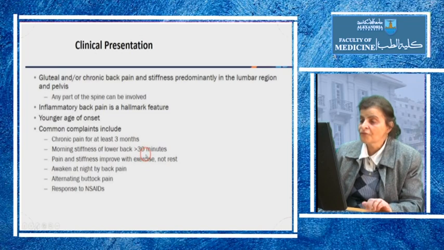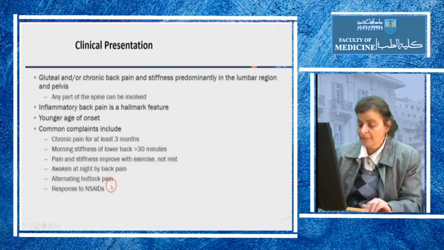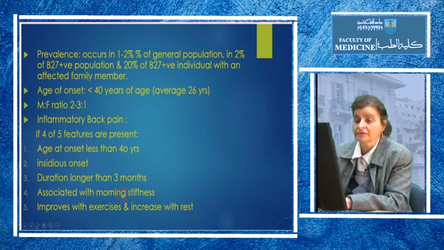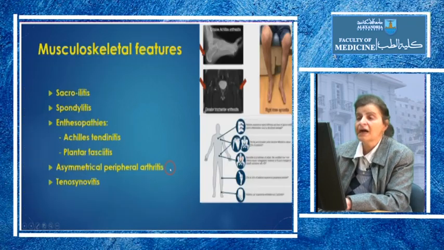Morning stiffness, more than 30 minutes. Pain and stiffness improves with exercise, not with rest. Awakens the patient at night. Nocturnal pain, alternating buttock pain, and good response to non-steroidals. And we need 4 out of these 5 features to diagnose our patients.